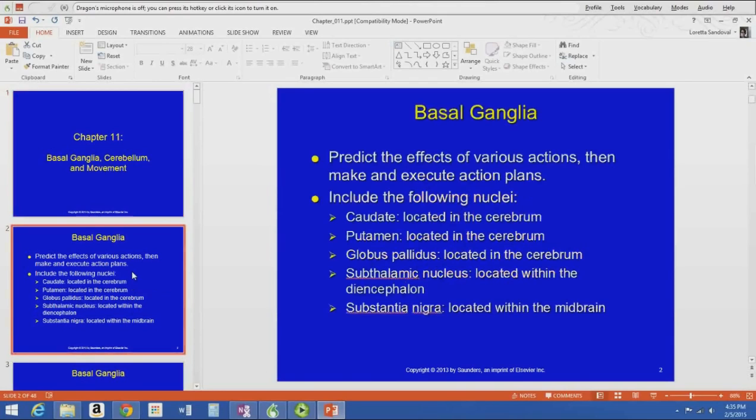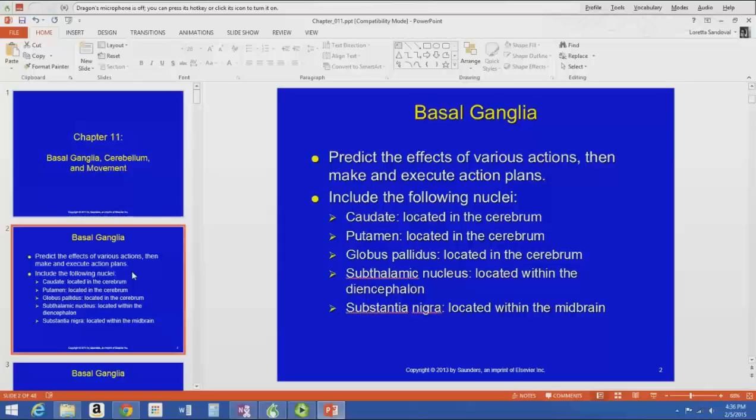So the basal ganglia have all sorts of nifty functions for us. They predict the effects of various actions, and then they make and execute action plans. So it's not just motor functions that the basal ganglia have, they also have executive and planning functions. So very important. When we talk about basal ganglia, ganglia is a plural, and it is a collection of nuclei, and nuclei are collections of neurons, located throughout the cerebrum and brain stem, and they perform all these great functions for us.